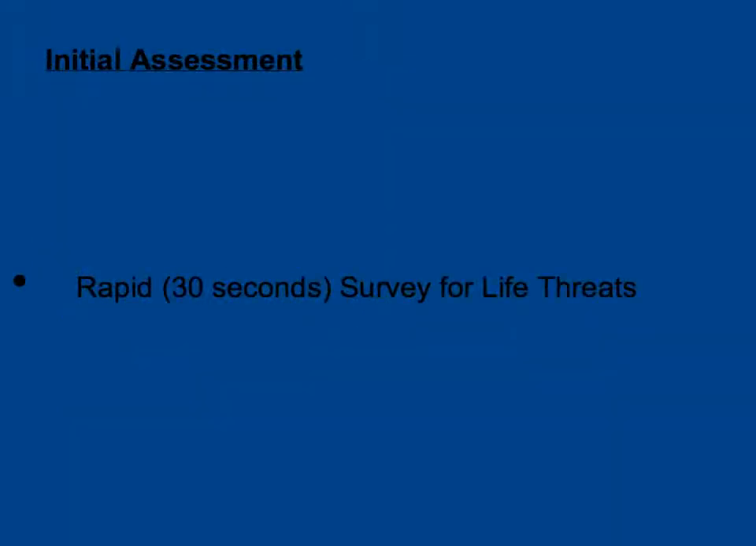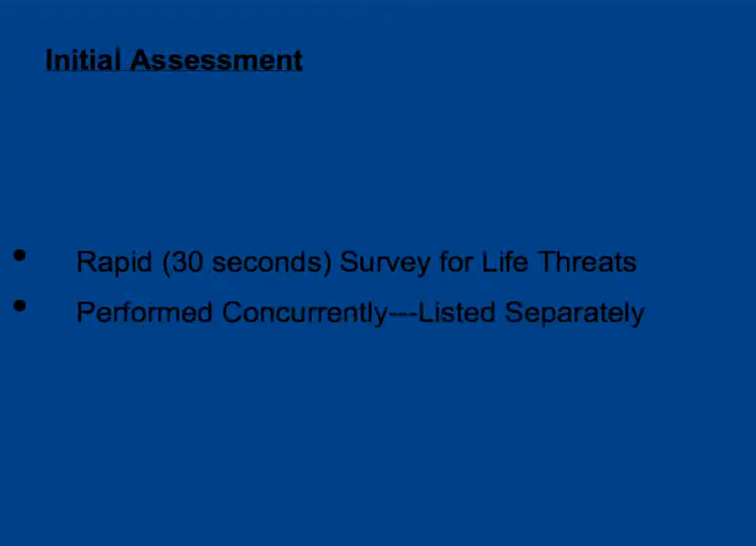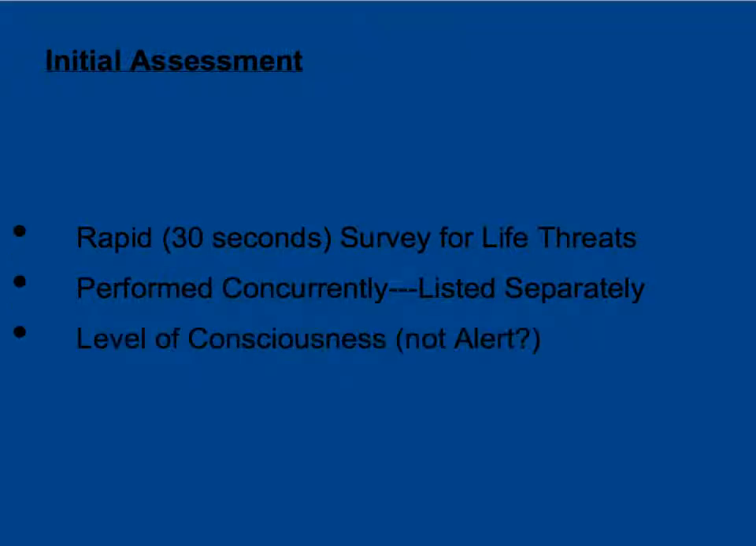The first 30 seconds of your survey is all based on finding immediate life threats. Your initial assessment will include a look at level of consciousness, airway, breathing, and circulation, although you don't have to do them in that particular order. A lot of this is done concurrently.